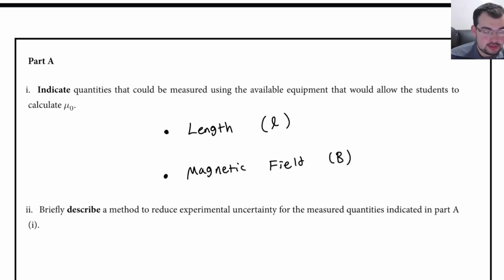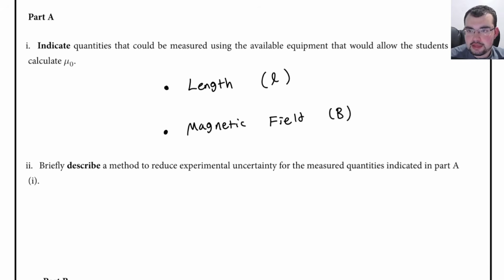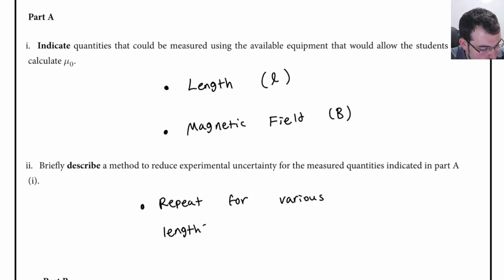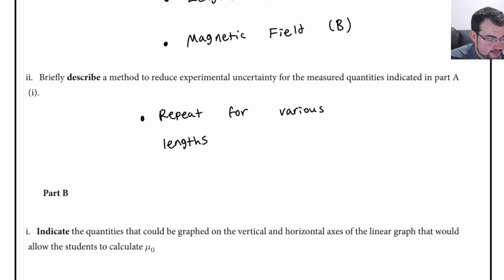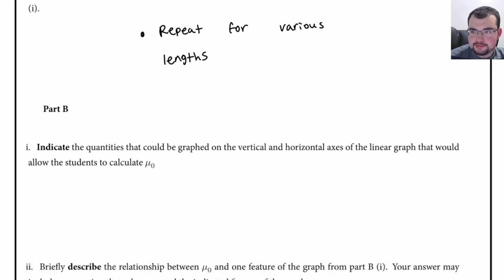How could we reduce uncertainty? Don't overthink this. It is always repeat for various lengths. Perform multiple trials. Do any of that. Don't be the one person in my class who said, make sure you measure extra careful. What is that? That's garbage. Just say do multiple trials.